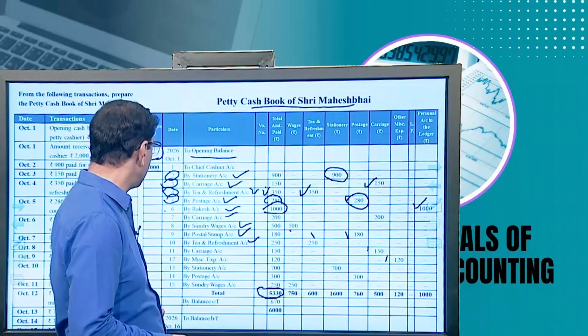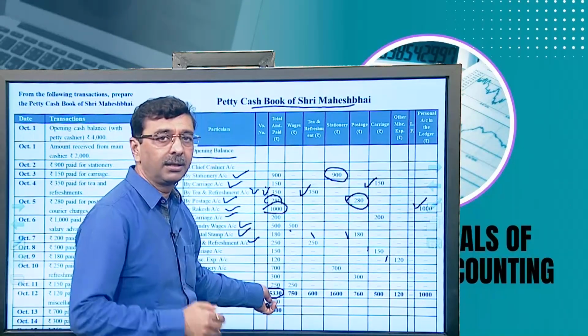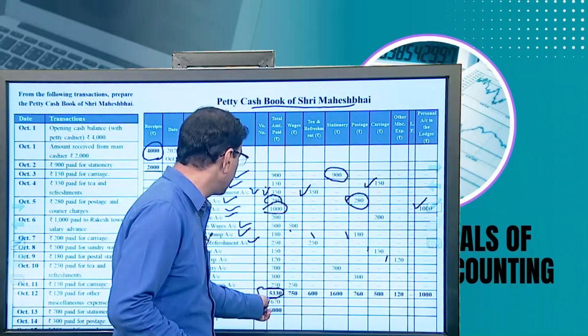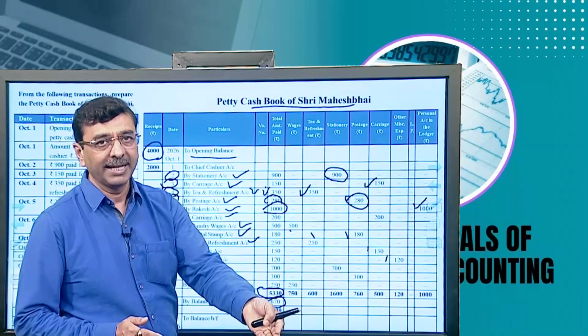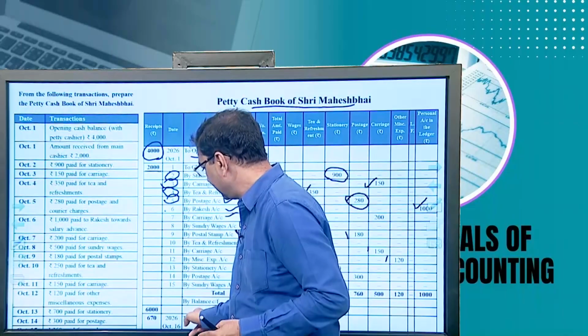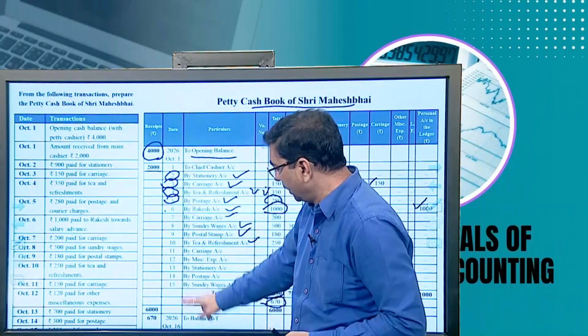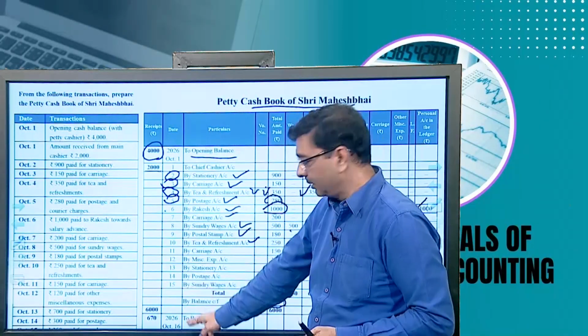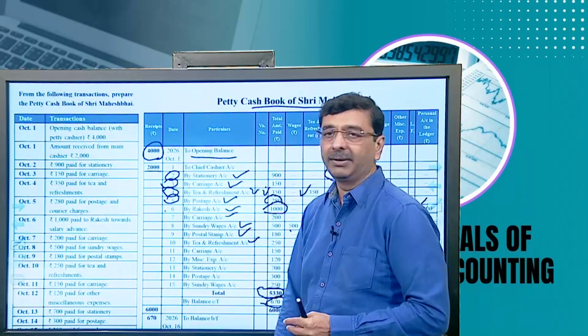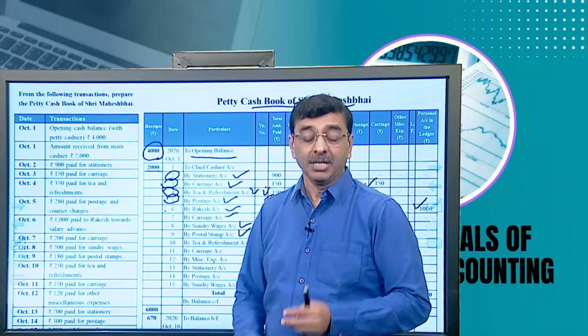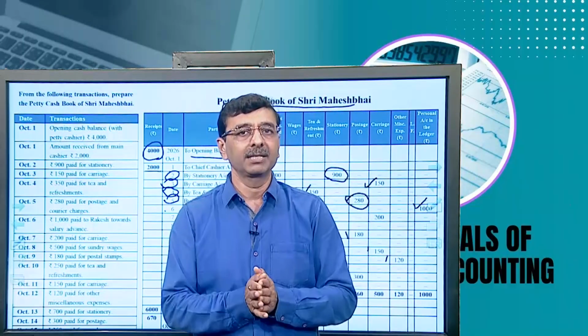So 6000 is the receipt total, 5330 is the payment, the balance is 670. So that balance will be carried forward to the next month. So here, 670 on October 16, since the 15th is the last date, 16th October balance brought forward 670 rupees on the receipt column. So this is the way to prepare the petty cash book.